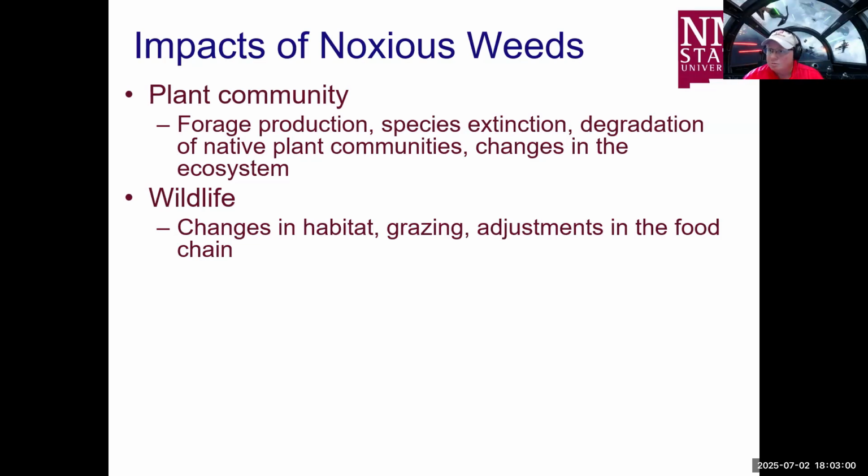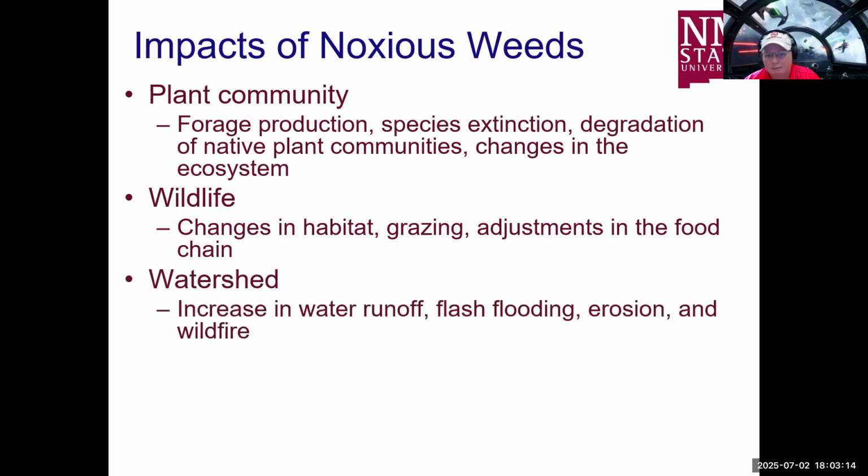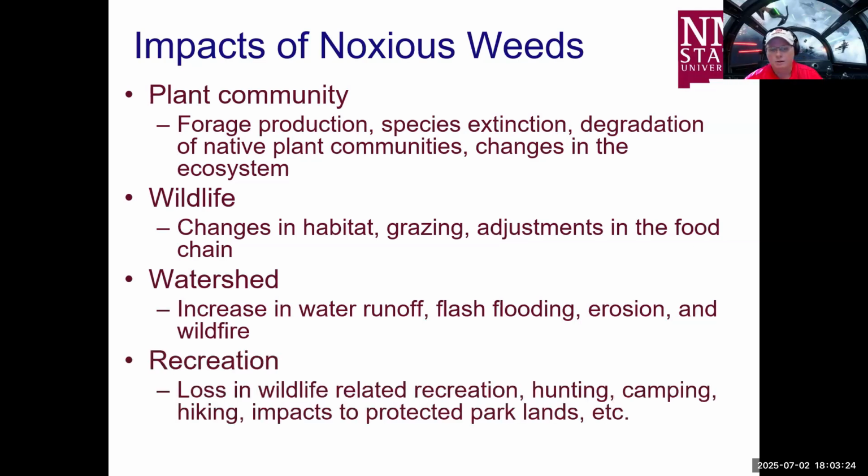So even though wolves might not consume plants, the food source that they rely on does. And if that food is not available, then they're going to move off site, and that impacts them as well. It really is all connected. We have watershed impacts, increases in water runoff, flash flooding events, erosion, and of course, wildfires, all as a result of these invading populations. And I'll talk about some of them here in a moment.